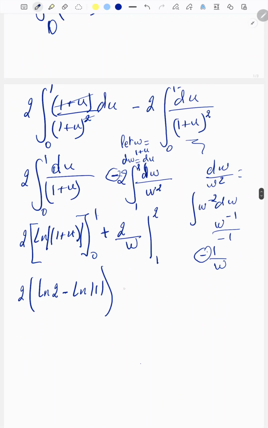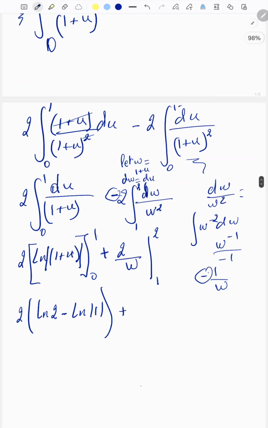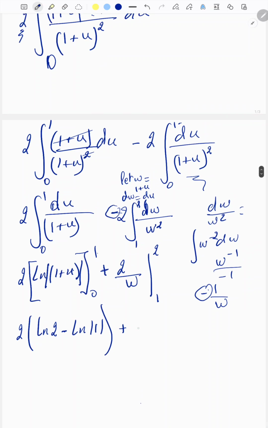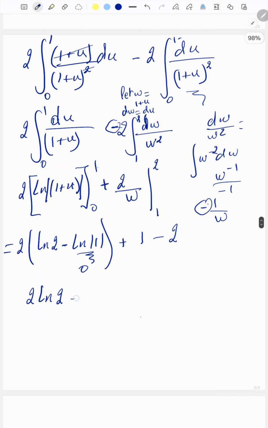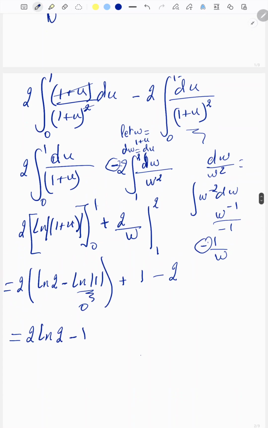And for the second one, it becomes plus. If I replace w by 2, it becomes 2 divided by 2, which is equal to 1. And minus, if I replace w by 1, it becomes 2 divided by 1, which is 2. So here, ln of 1 is equal to 0. It becomes 2 ln of 2. I don't have to put the absolute value because I know 2 is a positive number. And 1 minus 2 is minus 1. And that would be my final answer: 2 ln 2 minus 1.